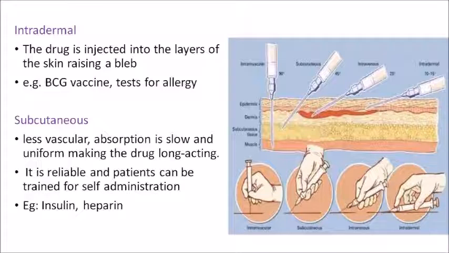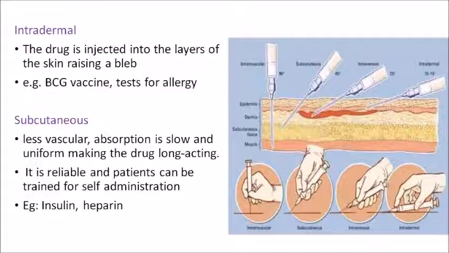What is an example? BCG vaccine is given intradermally and test for allergy. Before giving local anesthesia for dental extractions and all, we usually test for allergy for LA. This is also, if you remember, given intradermally, raising a small bleb. So that is intradermal.